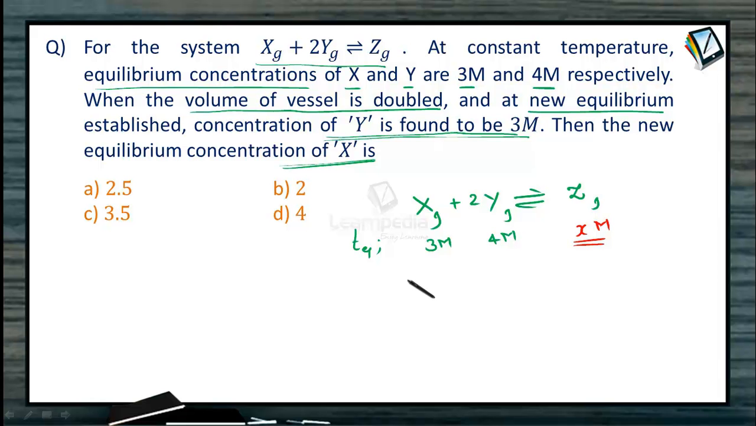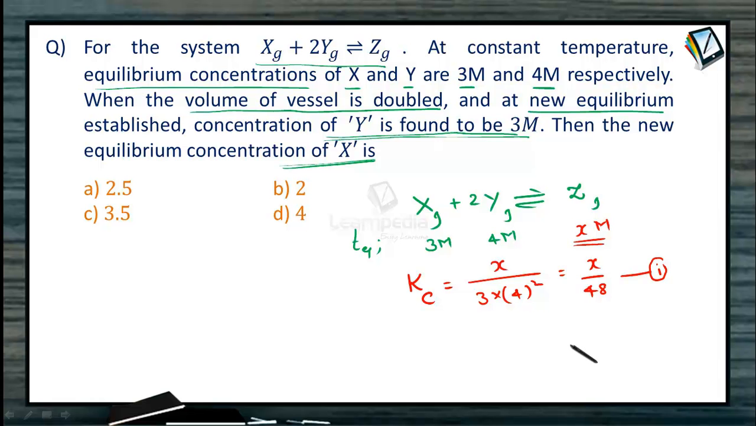So what will be the equilibrium constant Kc, in terms of active masses? We can write it as the concentration of Z, x, by the concentration of X, that is 3 molar, and for 2Y we get 4 to the power of 2. That is 16 into 3, 48. So x by 48 is the equilibrium constant, which will remain constant even if the volume of the vessel is doubled or reduced to half, because Kc does not depend upon the volume of the vessel.